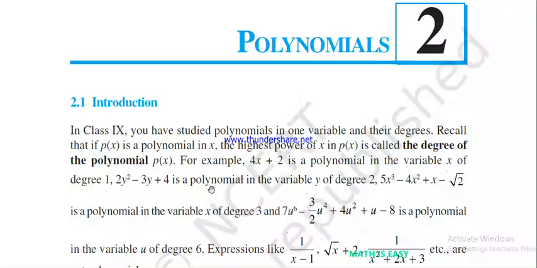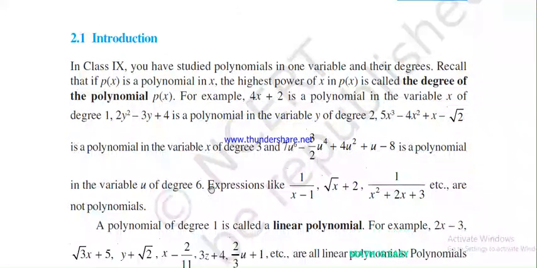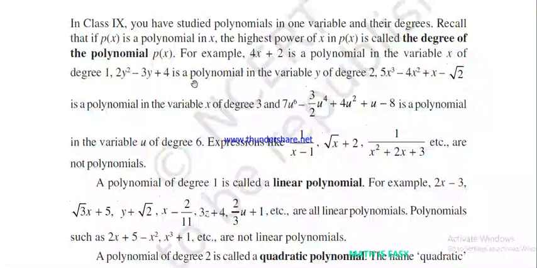First we studied linear polynomial whose degree is 1, and quadratic polynomial whose degree is 2. The highest power in the expression is 2, and a cubic polynomial whose highest power is 3 in that expression. Now, here you have a few examples. 4x plus 2 is a polynomial of degree 1. So I can say it is a linear polynomial.